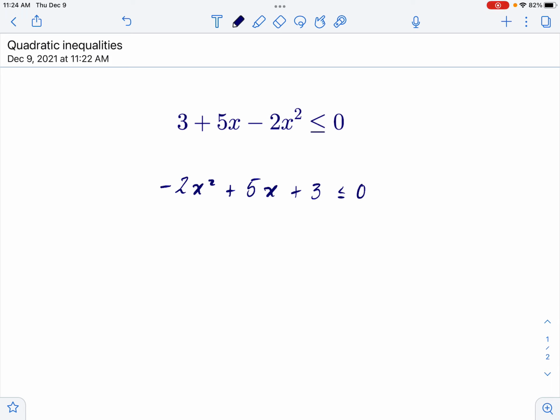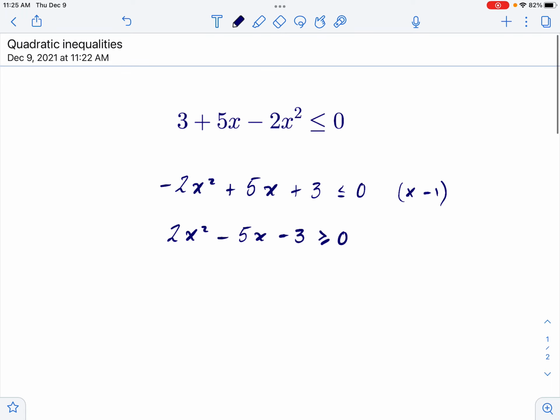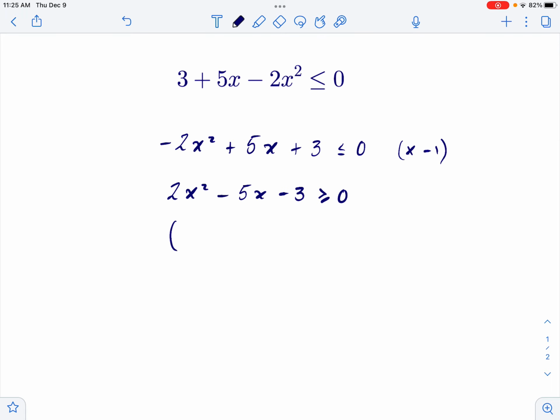And what I also might do now, before I factor the left-hand side, is multiply my inequality by negative 1, and that way I will have a leading coefficient that is positive. So that will give me 2x squared minus 5x minus 3. And because I've multiplied by a negative, I must flip my inequality. It's now greater than or equal to 0. And I will factor this left-hand side if I can.